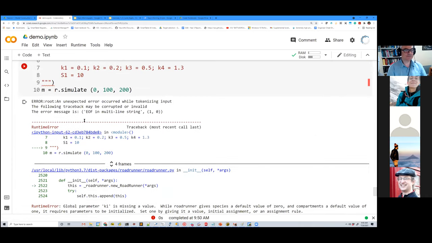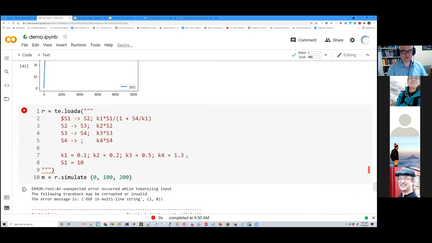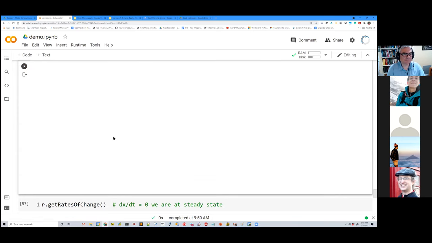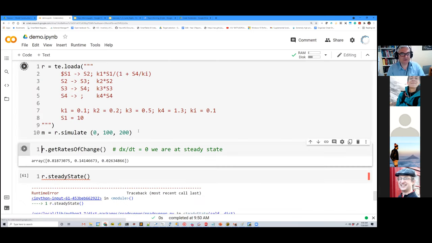Oh, I didn't like it. Oops. Oh yeah, it's protecting me there. It says I never initialized KI. Okay, I'll initialize KI. Thank you, Roadrunner. Oops, hold on, it's paused. It came out of pause mode. Okay, it's out of pause mode. And then let's do the plot.